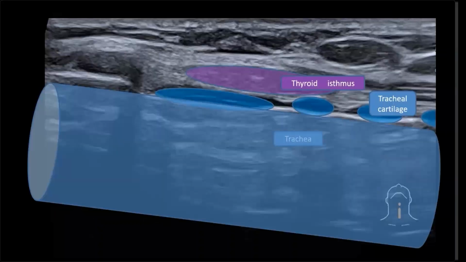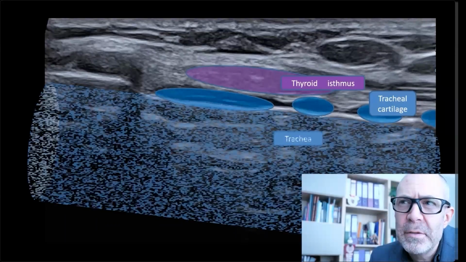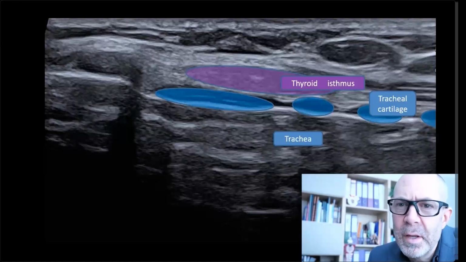If we turn the probe through 90 degrees and look longitudinally, you can identify the trachea in a longitudinal plane. And again, you can see the thyroid, you can make out the tracheal cartilage, and you can usually see the trachea, although there are these acoustic reflections there, as you can see on the slide, which can make identification of an air-filled structure using ultrasound quite challenging.